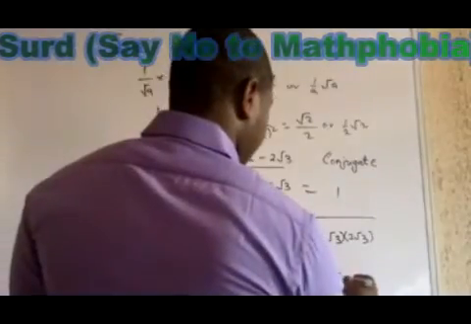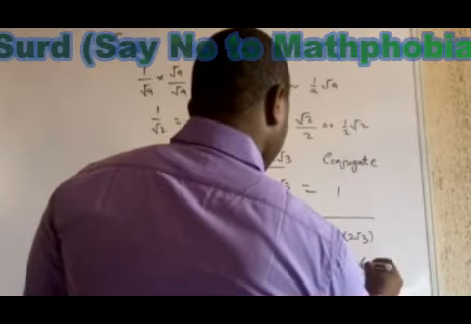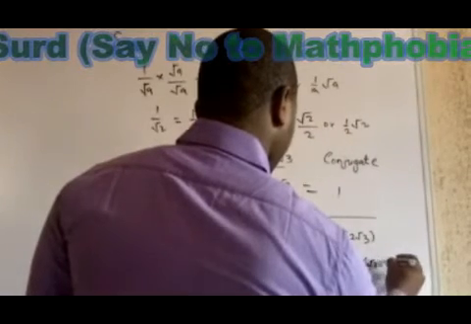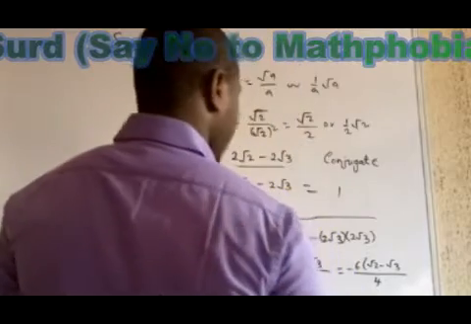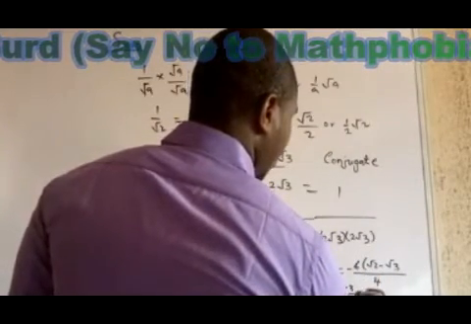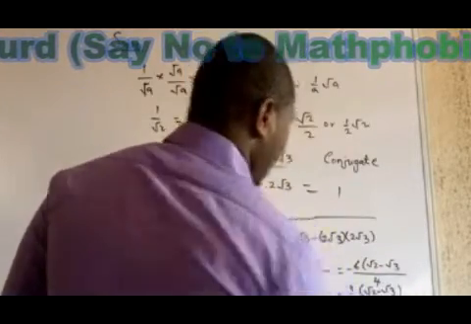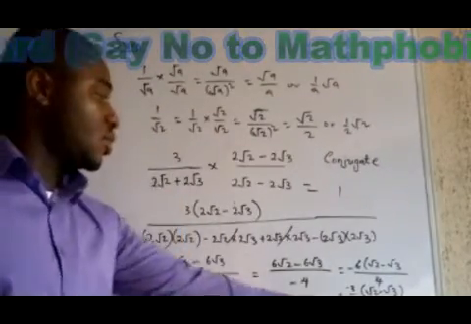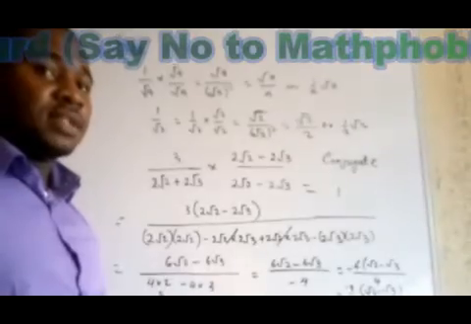Then you have 6 here into root 2 minus root 3 all over negative 4. So you can have minus 3 upon 2 root 2 minus root 3. Very simple. We have eliminated the surd in the denominator, and that's that about that.